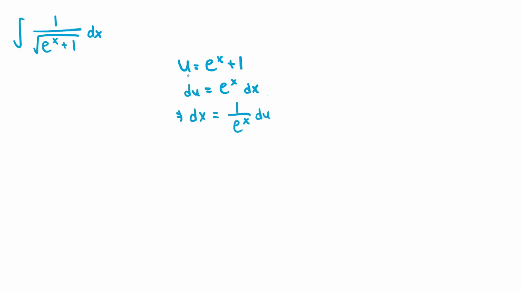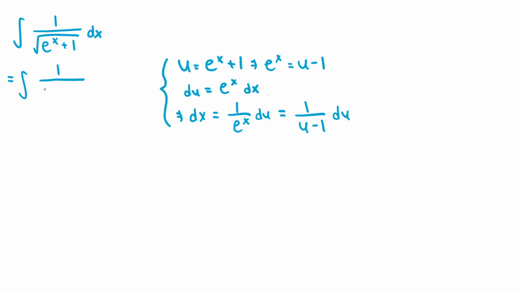Since u equals e to the x plus 1, if we subtract 1 on both sides of this relation, we end up with e to the x equals u minus 1. So now we have an expression for e to the x in terms of u. So instead of 1 over e to the x du, we can just rewrite this as 1 over u minus 1 du.